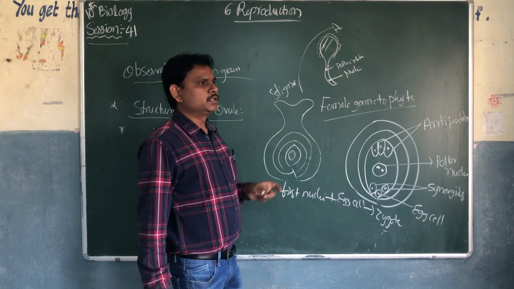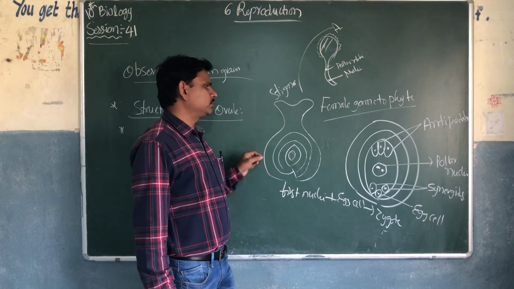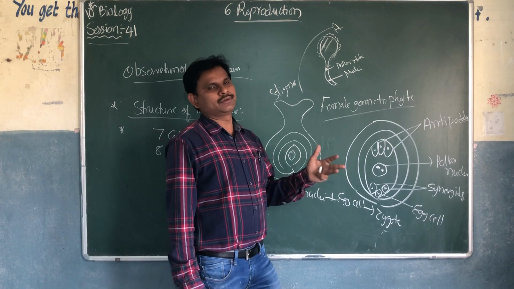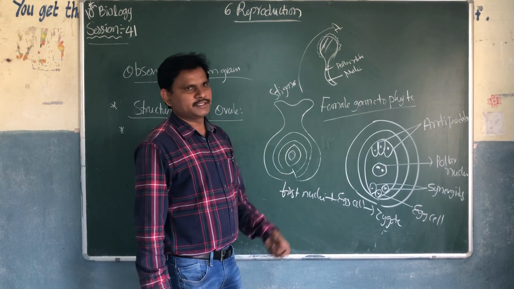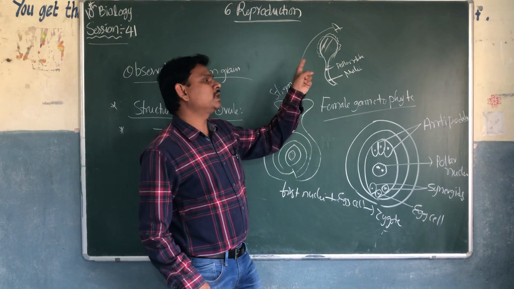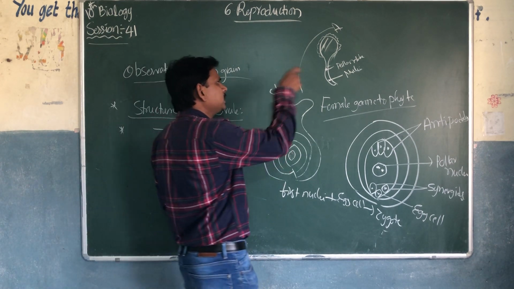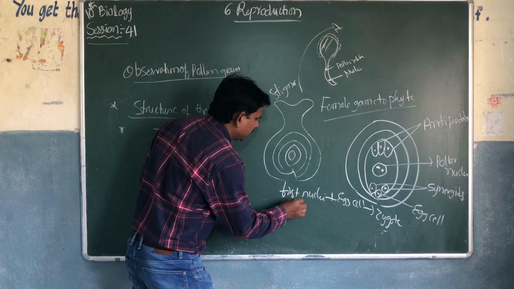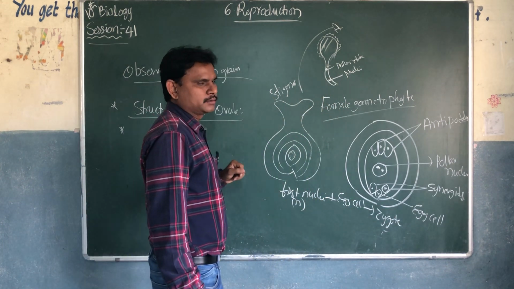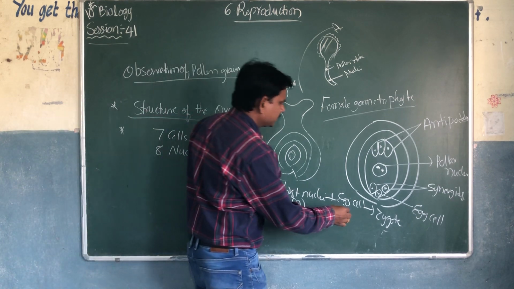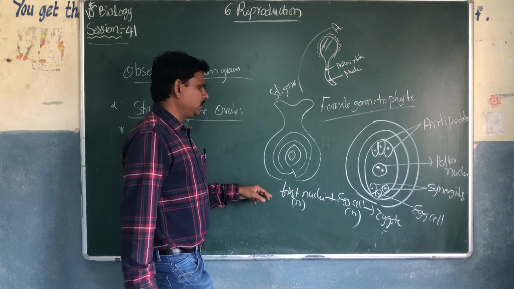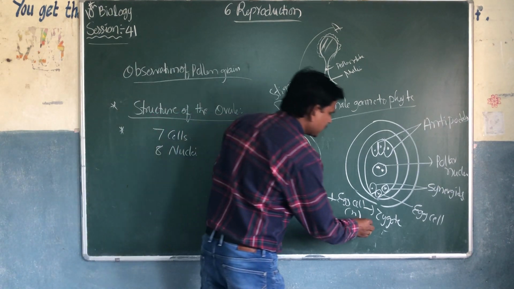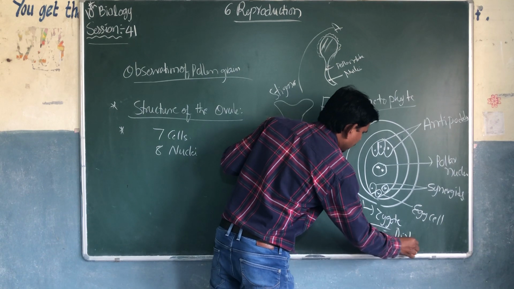First, the nucleus from the pollen grain is going to fuse with the egg cell in the embryo sac to form the zygote. First fertilization is over. Then one more nucleus is present in the pollen tube. This egg cell is already haploid, single N, and the nucleus is also haploid, so they fuse to form a zygote and become diploid.